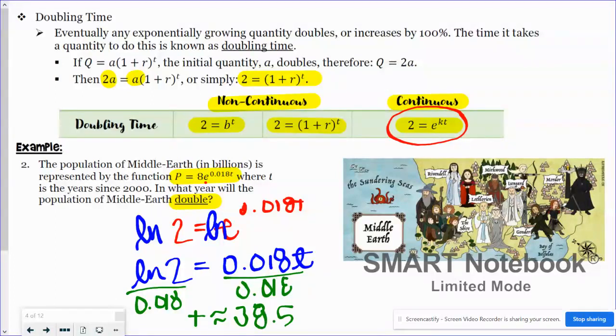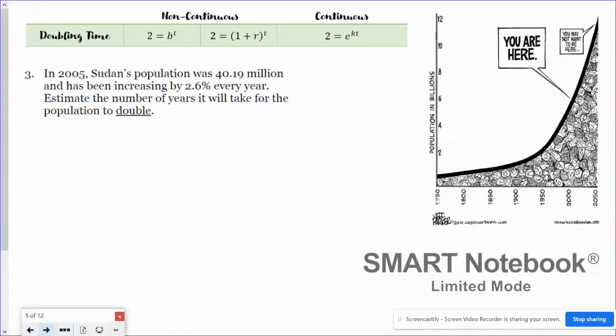And it says, in what year will the population of Middle Earth double? So this would be the year 2038. So sometime mid-year 2038, the population doubles. Okay, easy, right? All right, so let's check out another doubling time problem.